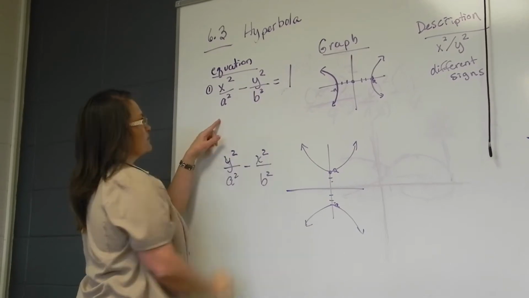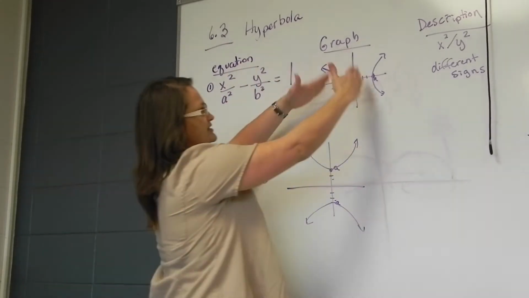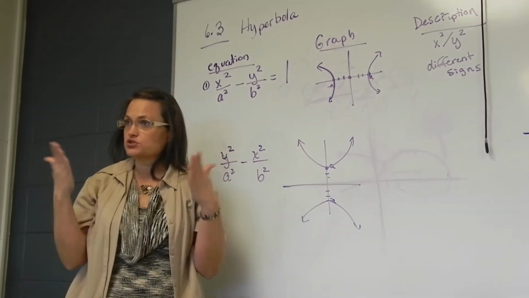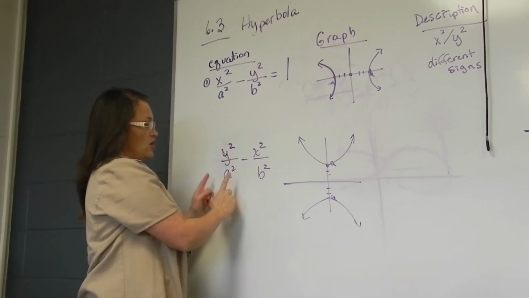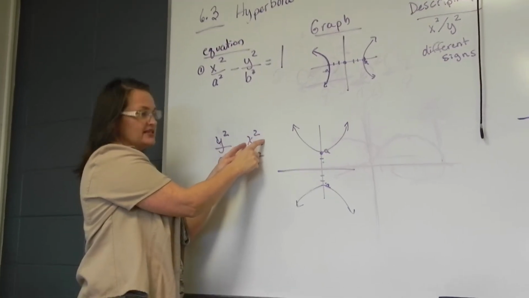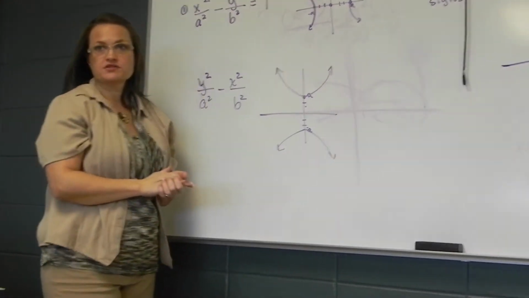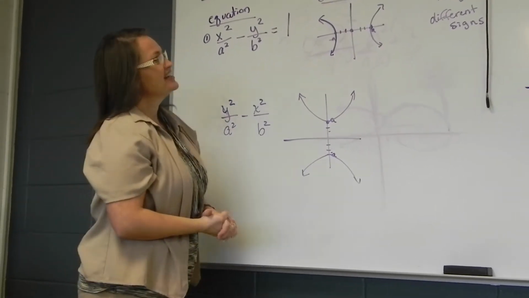So you'll notice the same deal. All right, if it is an x squared minus y squared, it will be a sideways hyperbola or a horizontal hyperbola. If it is y squared over something minus x squared over something, if the y squared is positive minus x squared, it will be a vertical hyperbola, up and down curves. So just another thing to memorize, right? You have a note on that.